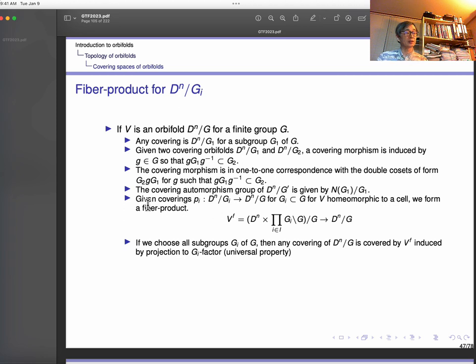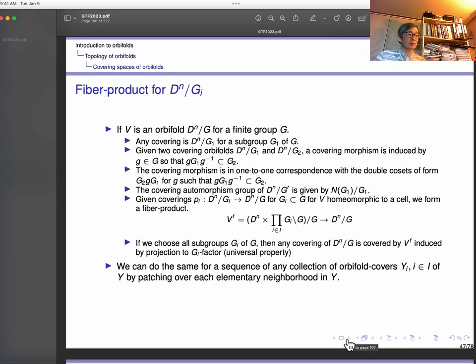So given coverings D^n mod Gi going to D^n mod G for Gi a subgroup of G, for B homeomorphic to a cell, we obtain this fiber product. We do it for D^n mod Gi, and then we just take the fiber product to obtain a covering. If you choose all the subgroups Gi of G, then any covering of D^n mod G is covered by the fiber product, via the projection to the Gi factor. So you can do this for all the groups, and then any covering is going to be covered by this fiber product. This fiber product will cover anything inside this product here. So that proves the universal property.